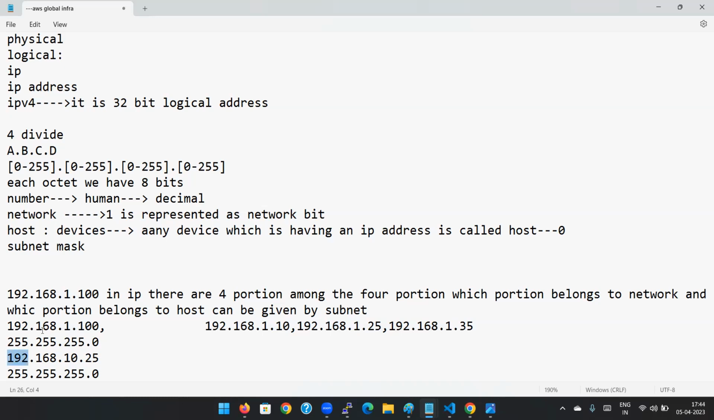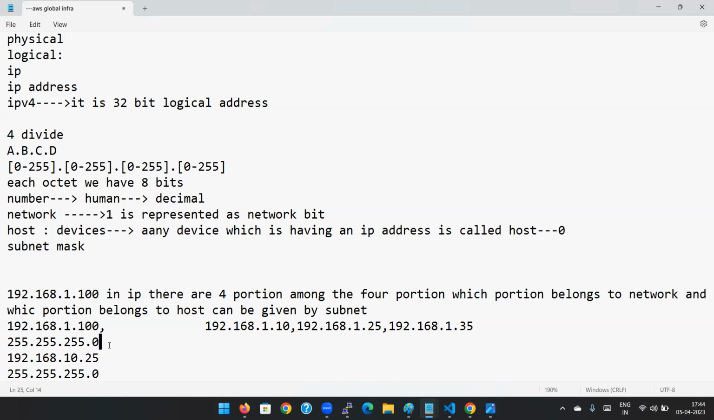That's well and good. If I go to the second octet, here also 168, well and good. Now here, in the third octet, I have 1. The subnet mask is saying that if two IP addresses are to be in the same network, then the third octet should be the same. But in the third octet you have 1 here and 10 there, which means one computer is in one network and the other computer is in another network.